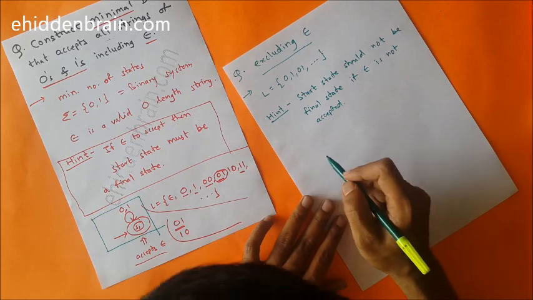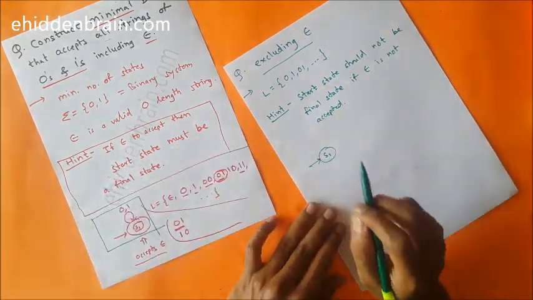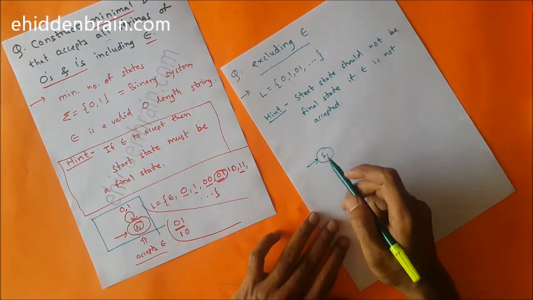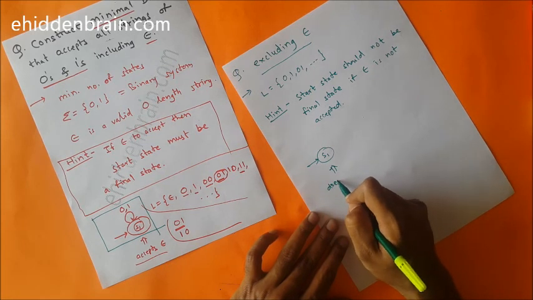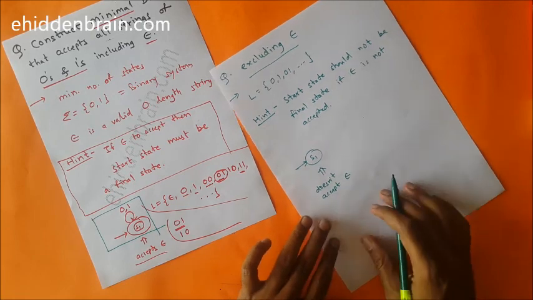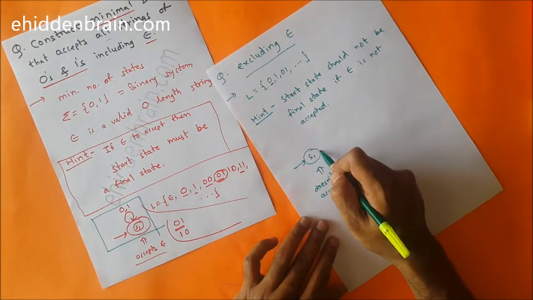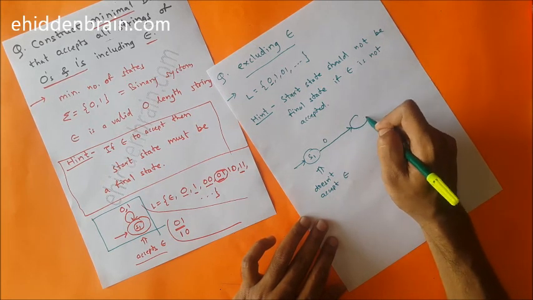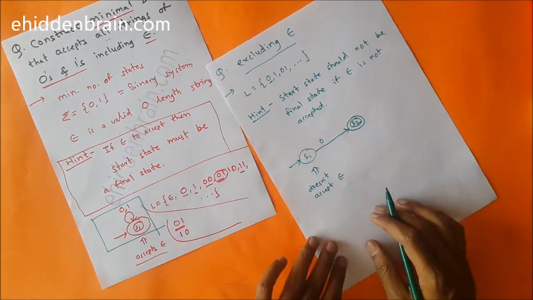So now I will have a start state. I will call it S1. Now this is not a final state for sure. It means it doesn't accept epsilon, right? But I really want to accept 10. So what I will say? Yes, I want to accept 10, and that's why I will go to the final state, and let's say that is called S2. Understood?